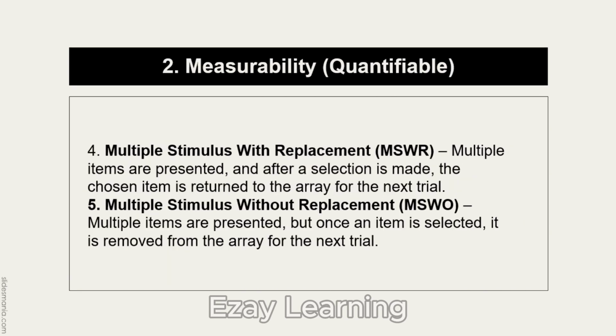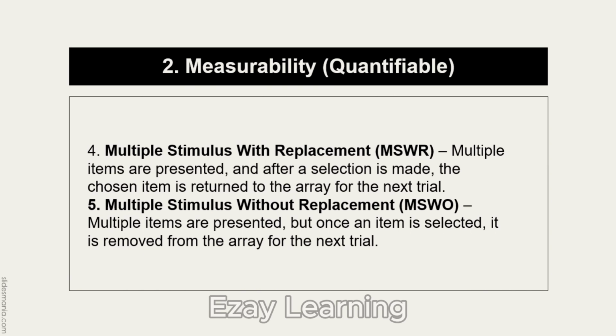Next is multiple stimulus with replacement. Multiple items are presented and after a selection is made, the chosen item is returned to the array for the next trial. So you are taking multiple trials. You will present multiple items to the client, and once the client has chosen one of them, you will add the chosen item again for the next trial, then again for the next trial. So the client has the option to choose that item again in the next trial, and this is with replacement.